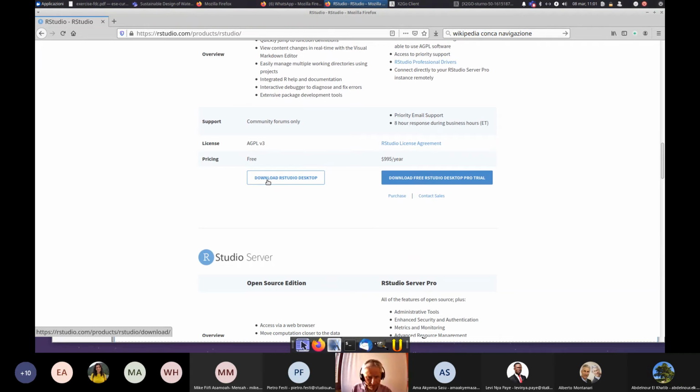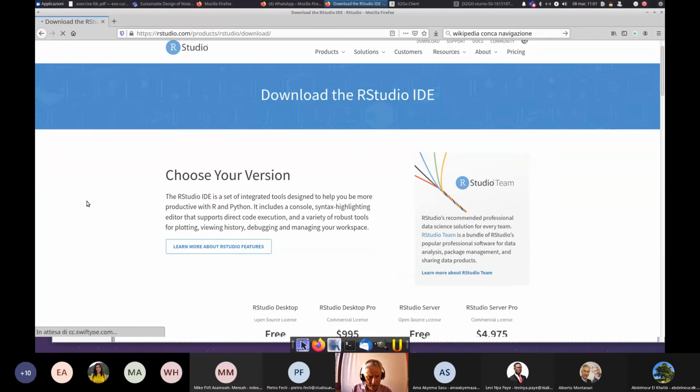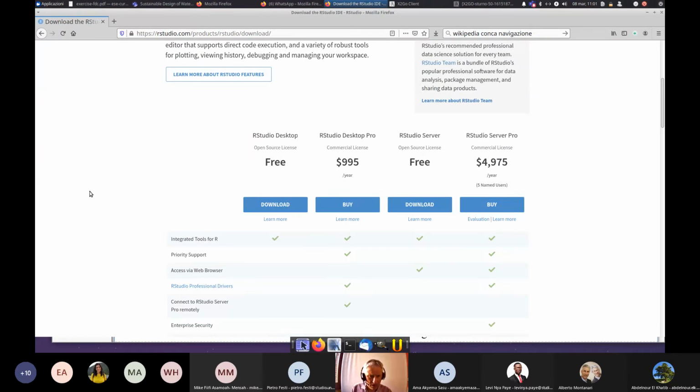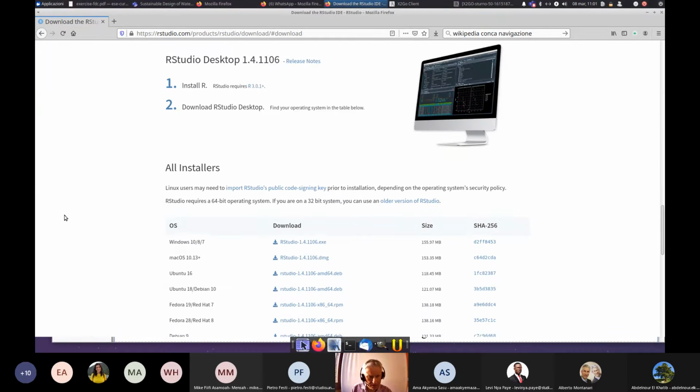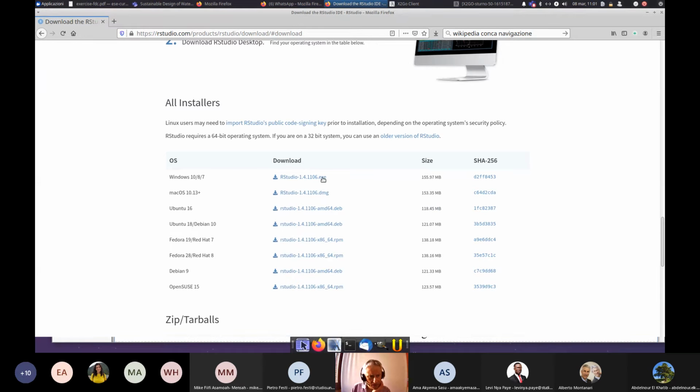You have to go here. Choose your version, and RStudio Desktop free, of course. Download. I'm clicking on download. And here you have the Windows one. And I take Ubuntu 18, but you have to take Windows or I think there is also Mac. There is Windows, Mac, and I need Ubuntu, which is this one for me.